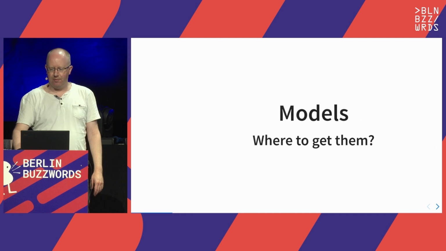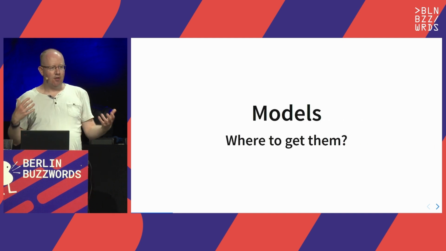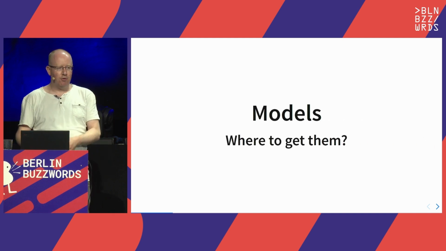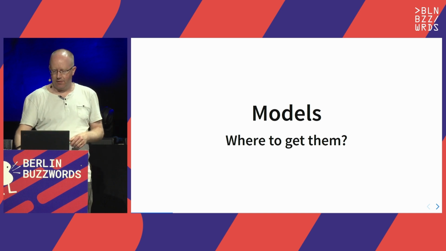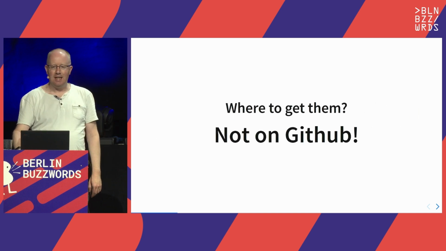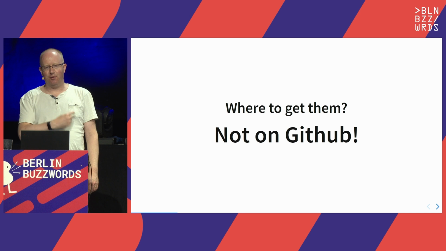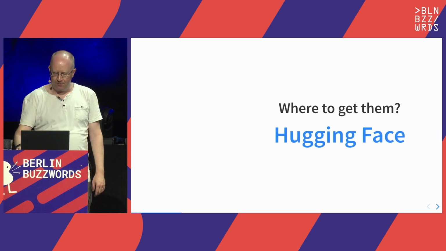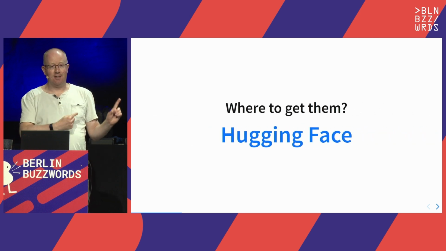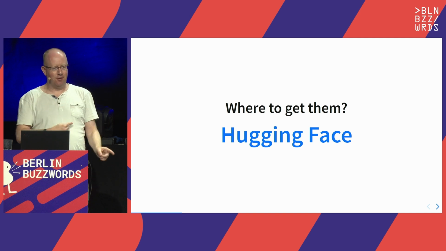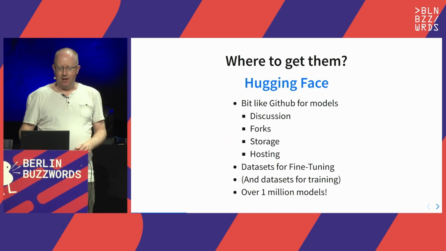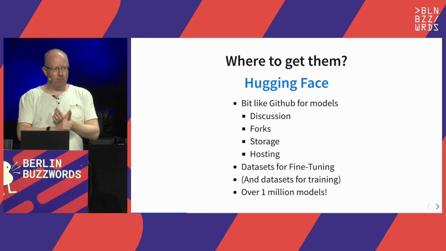So, models, and specifically the local models that you can run on a laptop, on a Docker container, that sort of thing. Where do you get them? The first mistake that most software developers make is they go to GitHub, look for the model, don't find them, give up. Hugging Face, that is the place you need to go. It's a bit like GitHub, but for models.